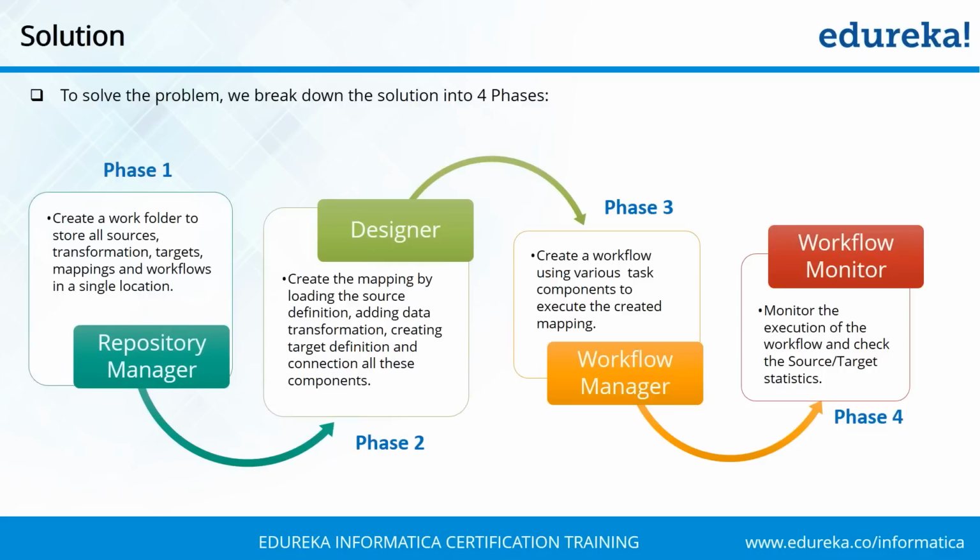Now to solve this problem, we'll be dividing it into four different phases. Each of these phases will be using one of the key tools. The first phase will be using the repository manager, where we'll be creating a new work folder. After that we'll be using the PowerCenter designer, in which we'll be designing our mapping and making use of the expression transformation through which we'll be identifying the inconsistencies.